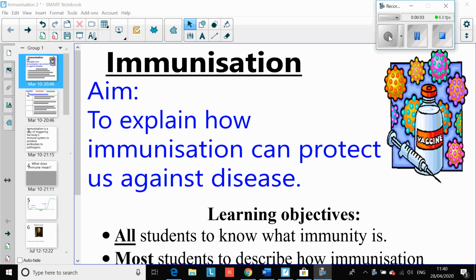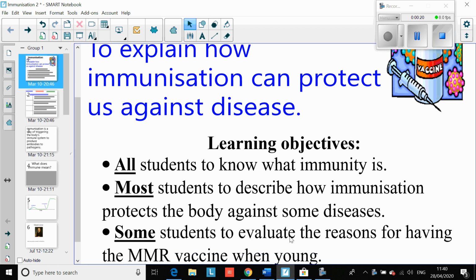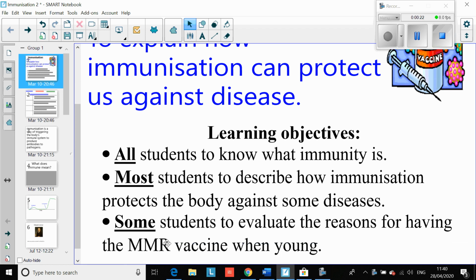Hello, you're right. So what we're going to be doing today is we're going to be learning about immunisation. So that is your title for today, and we're going to explain how immunisation can protect us against disease. By the end of this, all of you should know what immunity is, describe how immunisation protects the body against some diseases, and evaluate the reason for having something called the MMR vaccine when young.